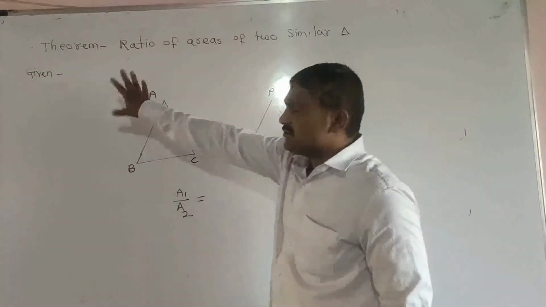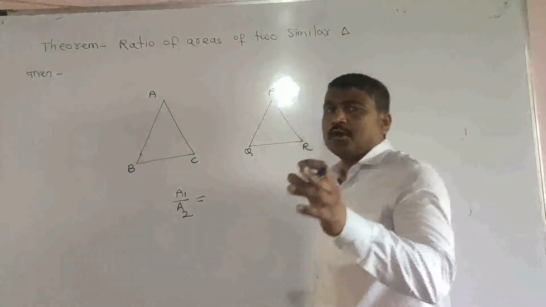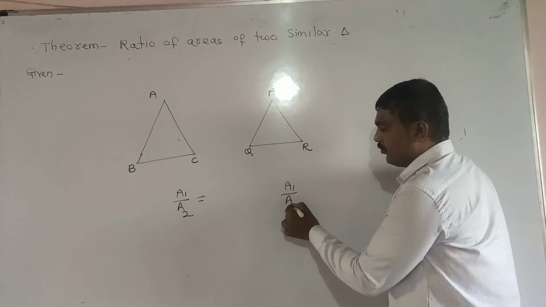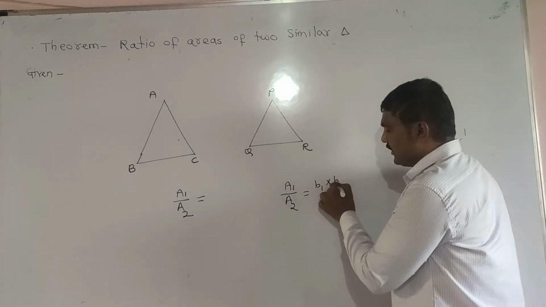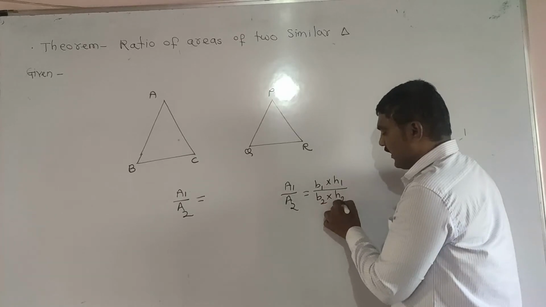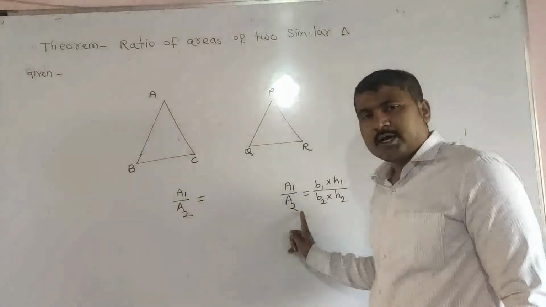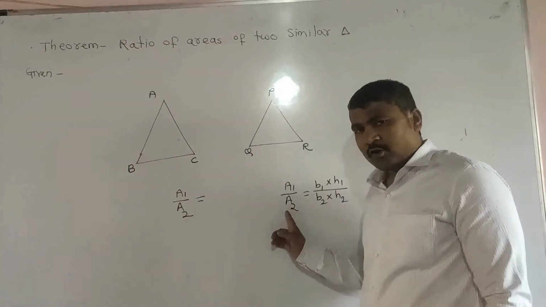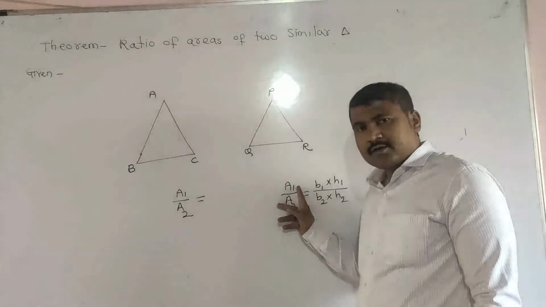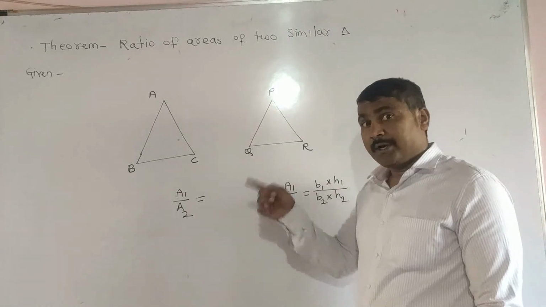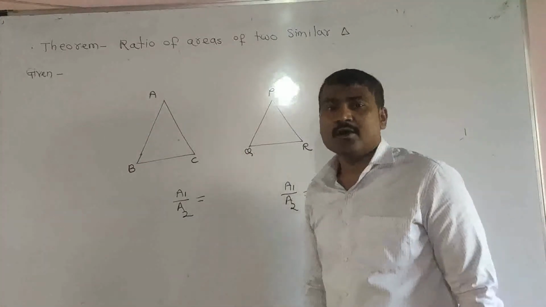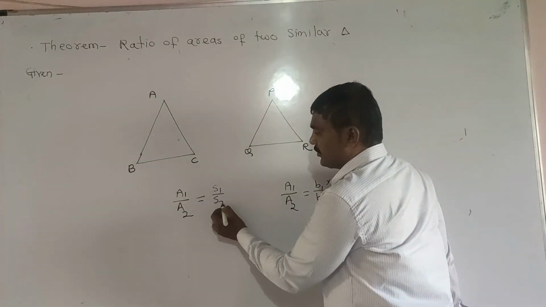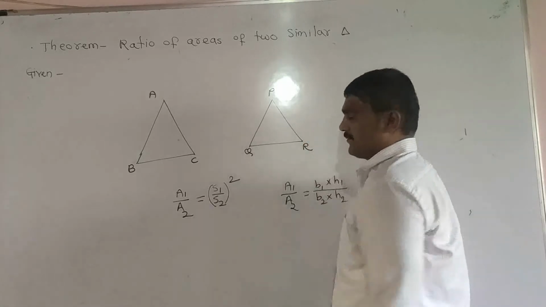Now, before starting this theorem, I am telling you, we have seen in the first exercise we had the formula A1 upon A2 equal to B1 into H1 upon B2 into H2. Do you remember this formula? We had seen this formula in the first exercise, right? This is the formula when we have to take the ratio of areas of two triangles, but when those two triangles are similar, then this formula is reduced to (S1 upon S2) whole square.